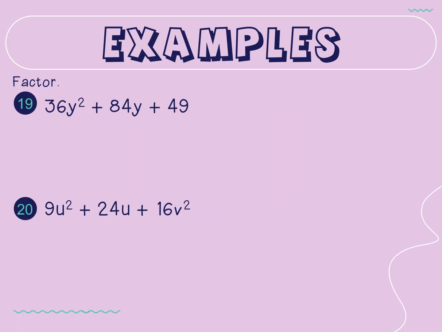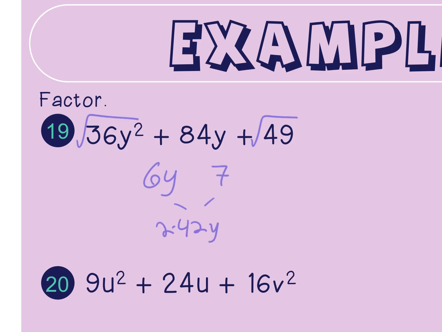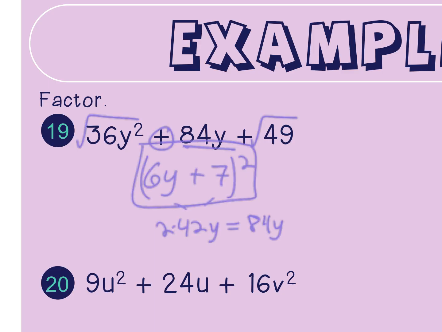I'll finish up with these last two. All right, so let's do the exact same thing with this first one. All right, square root the first. That's going to get you 6y. Square root the last. That's going to get you 7. Multiply these together. That gets you 42y. And when you double it, you get 84y. That does match the number in the middle, so I'm just going to take that sign in front, put it in the middle, and then square it. This is the final answer.